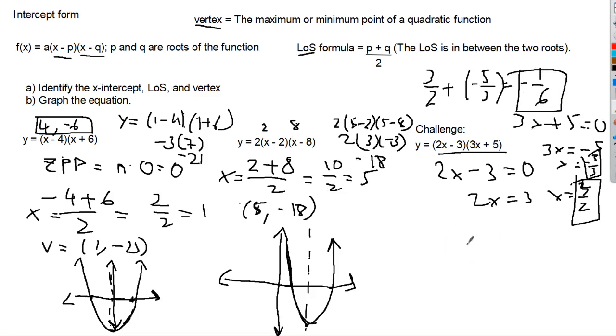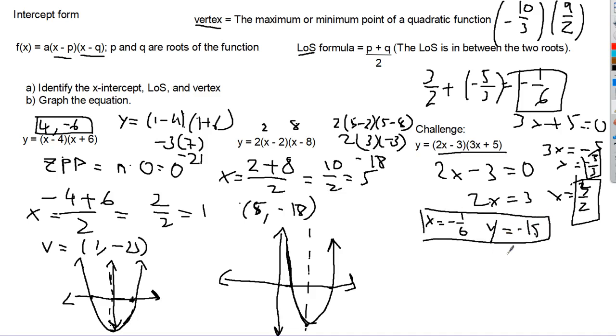So we're going to put x equals negative 1/6 into the equation, which will get us a really weird number. I'm just going to do it quick. So negative 1/6 into this equation, you'll get negative 10 over 3 multiplied by positive 9 over 2. Multiply them together, you'll get negative 15, I think. Yeah, negative 15. So y is equal to negative 15. So that is our vertex, negative 1/6, negative 15.